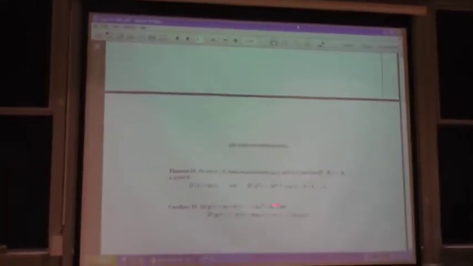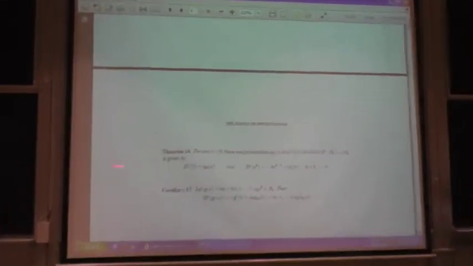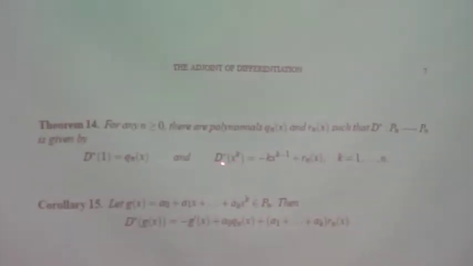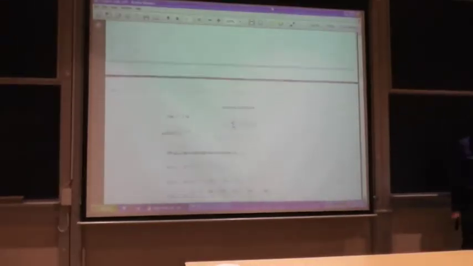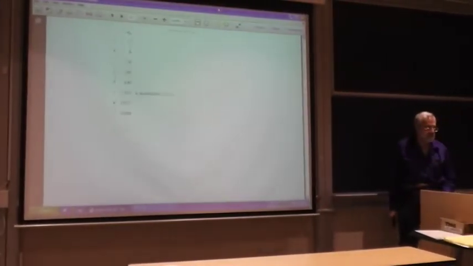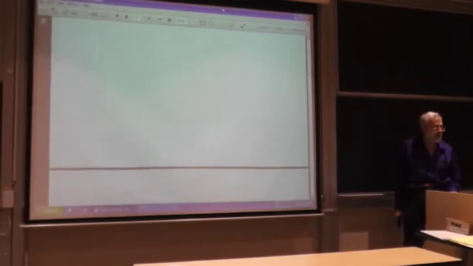I really do only have this one, right? Remember, calling it Qn of x was just a name, that I really do only have this one polynomial Rn of x, and otherwise d star is given by that. Okay, so let's prove that. And we're going to use the same strategy that we used before to prove that the adjoint didn't exist, except now we know that the adjoint does exist.